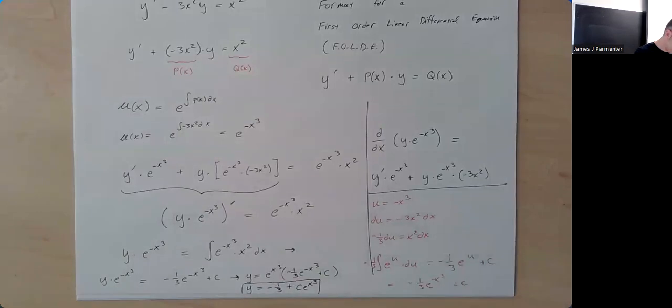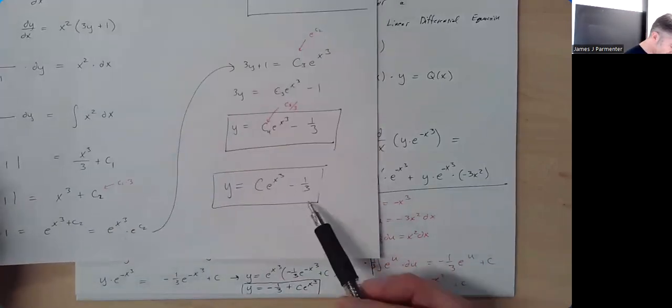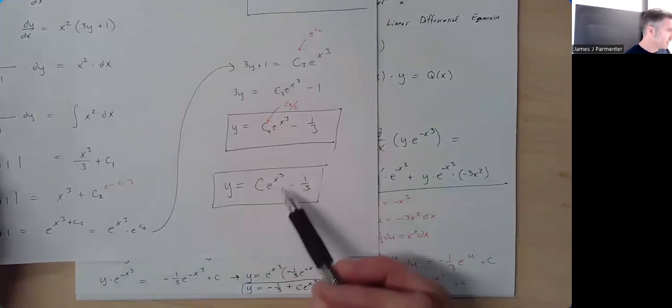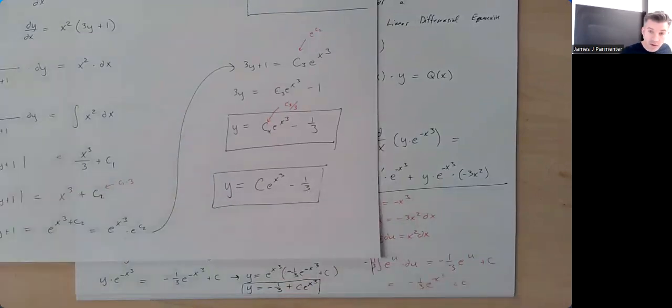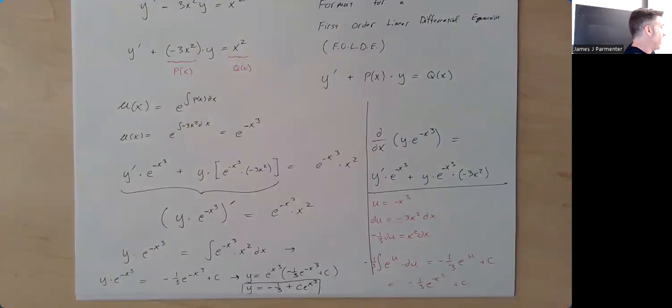And look, that's exactly the same as the answer we got last time. Negative 1/3 plus c times e to the x cubed. So it works. And so I should say, if you are able to do it either way, which isn't usually the case, you would still get the same answer whichever way you did it, which is great.